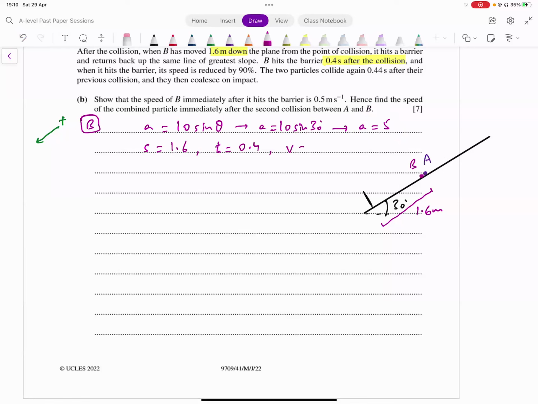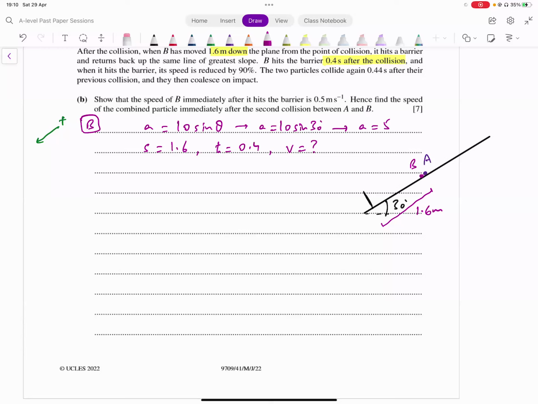Find हमें क्या करना है? Final speed find करनी है. V, A, S, and T. Which equation connects these quantities? Okay, so none of the equations given in the formula sheet connect these quantities. If you remember that fifth equation, you can use that directly.